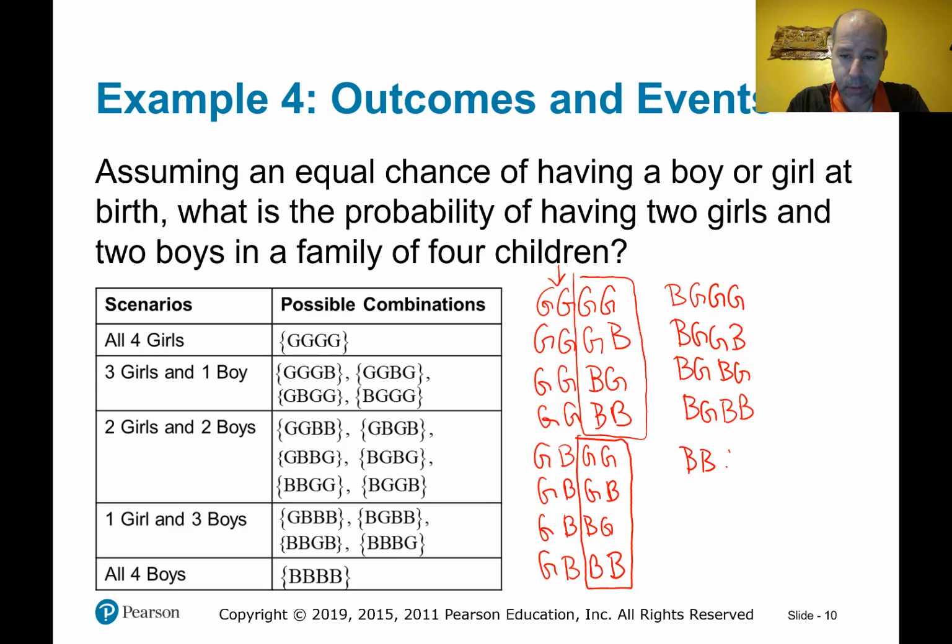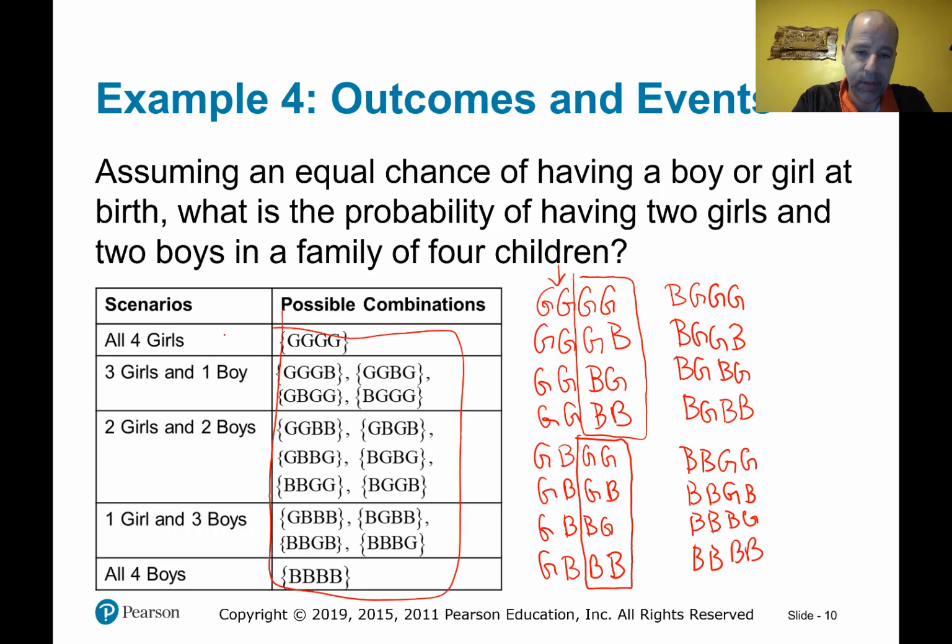So now I'm going to go girl, girl. So let's do boy, boy, boy, boy, boy, boy, girl, boy, boy, girl, boy, boy. And so there are the 16 possible outcomes that we see in the table here.